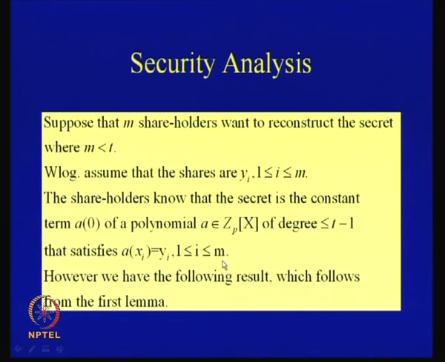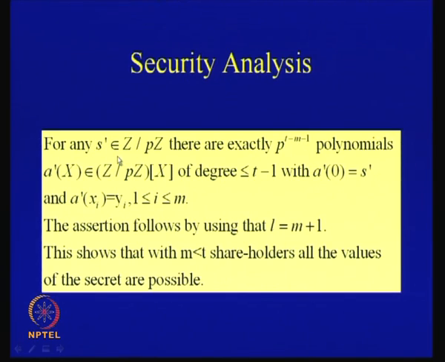So, therefore, what is the information leakage or what is the knowledge that is leaked of the constant? That is the question that we are concerned with, right. However, we have the following result which follows actually from the first lemma. The result says that for any s dash, for any secret for that matter, there are exactly p to the power of t minus m minus 1 polynomials, okay, of this form of degree less than t minus 1, such that for all these m values this relation is satisfied. Why? Because this assertion follows by using the fact that L is equal to m plus 1 in this case.